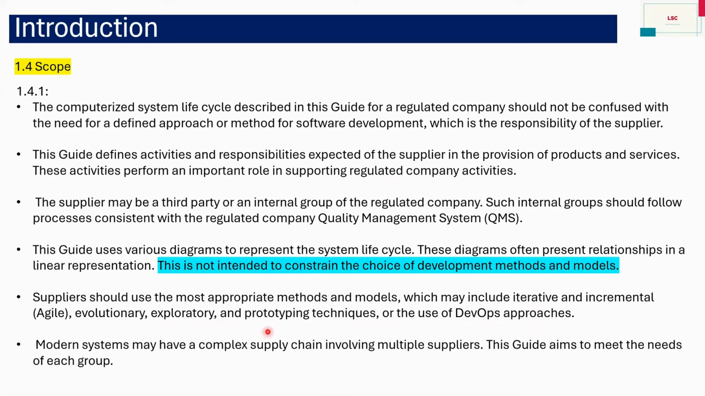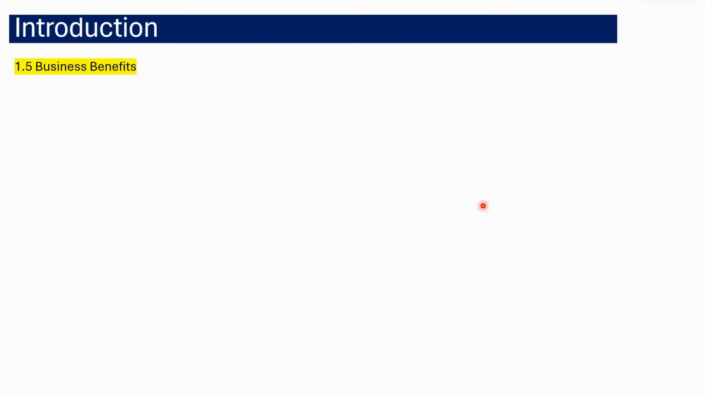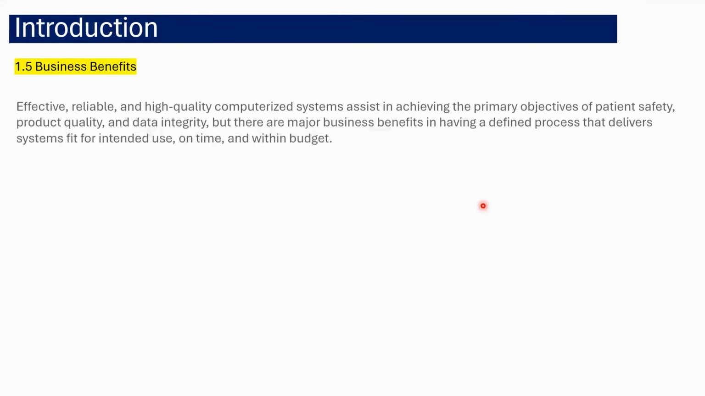Modern systems may have a complex supply chain involving multiple suppliers. This guide aims to meet the needs of each group. This is the scope part, the second important part. Then, business benefit. So what is the business benefit behind this?